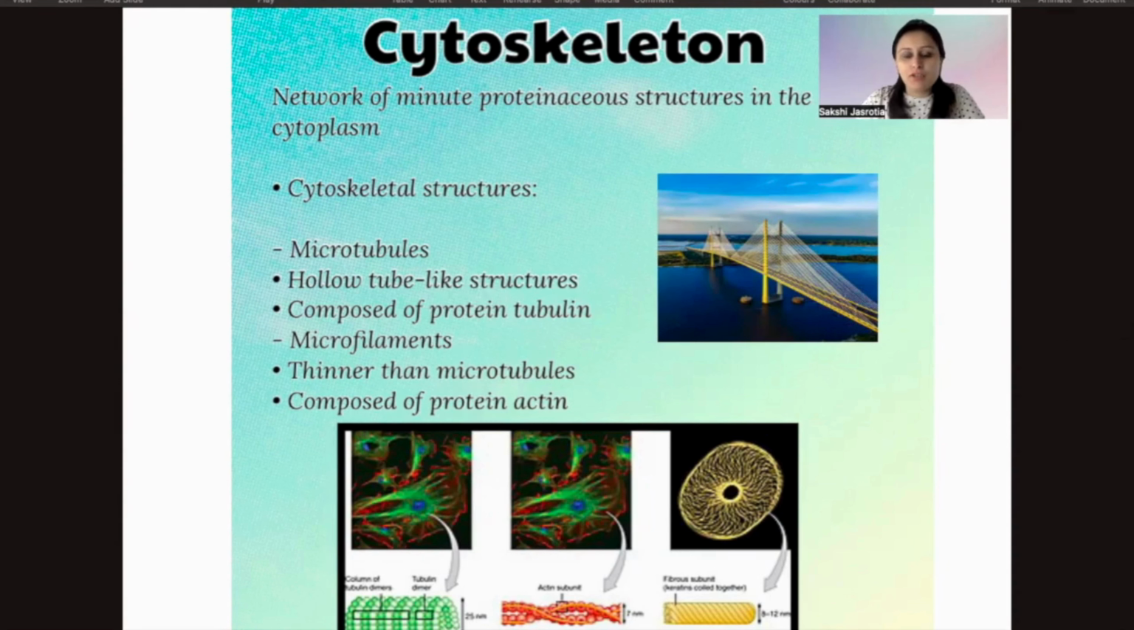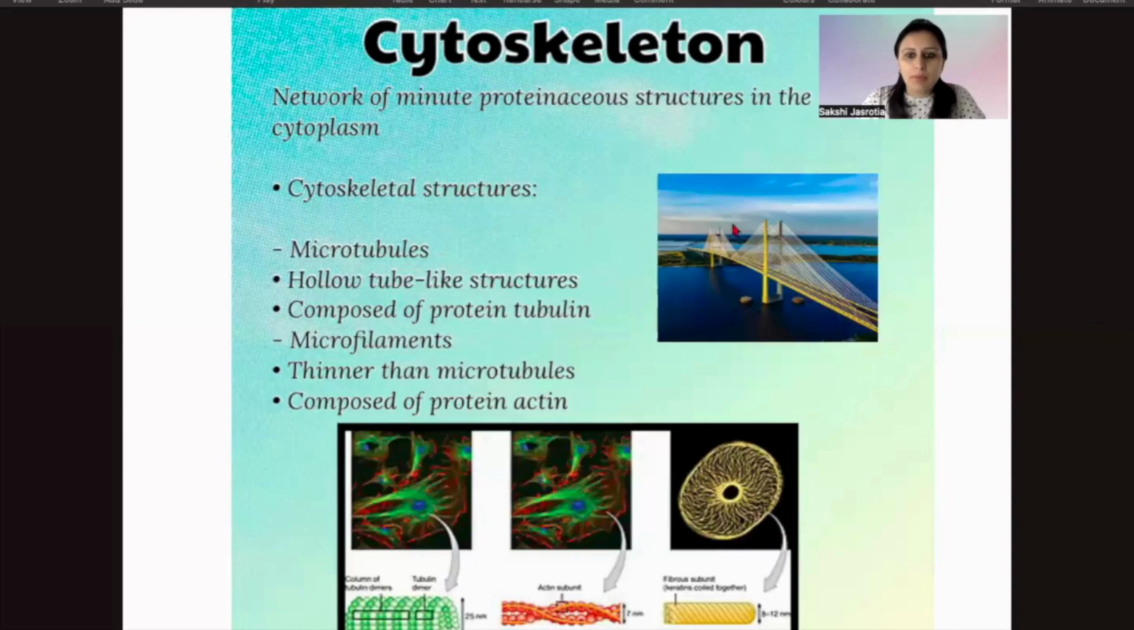Okay, so the cytoskeleton. Here the word cyto means cell, and the skeleton, we know the skeleton, right? Which is present in the animals and our body also, right? So it is the cytoskeleton which we are going to talk about now. It is a network of minute proteinaceous structures which are in the cytoplasm.